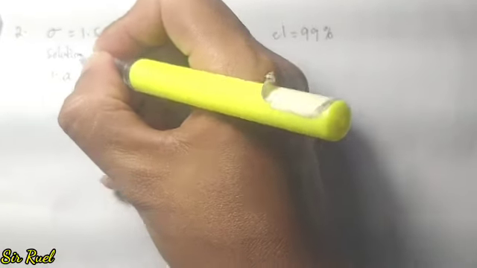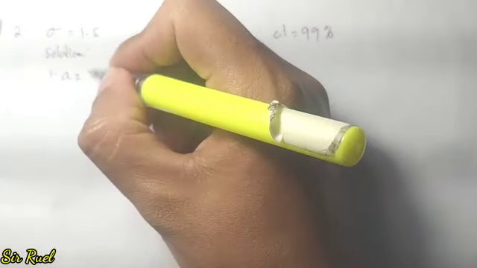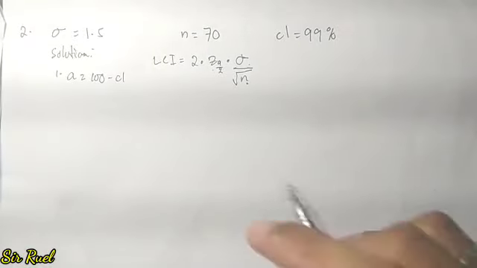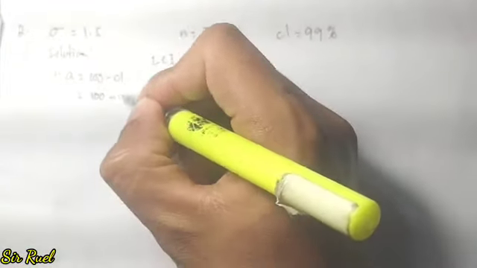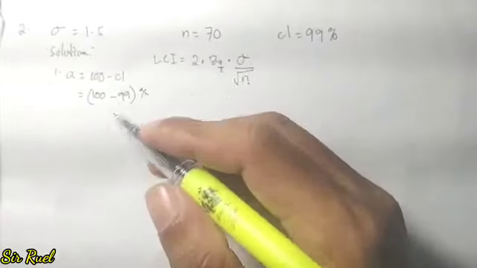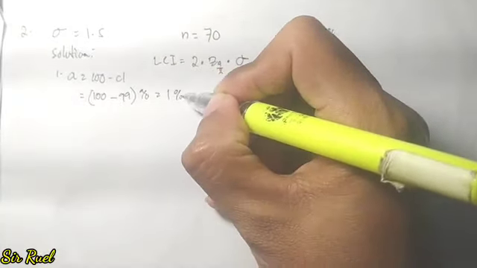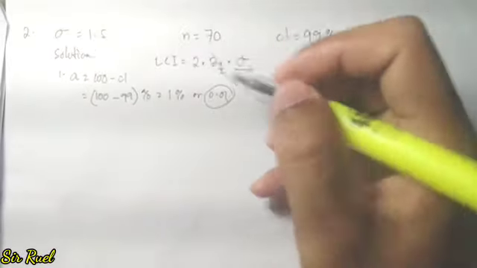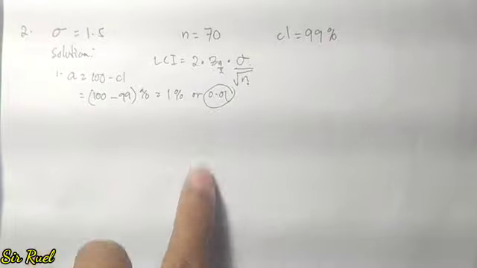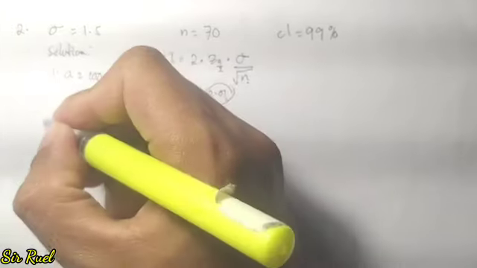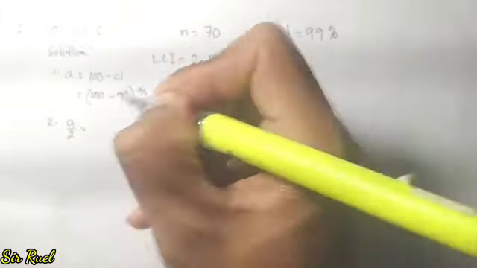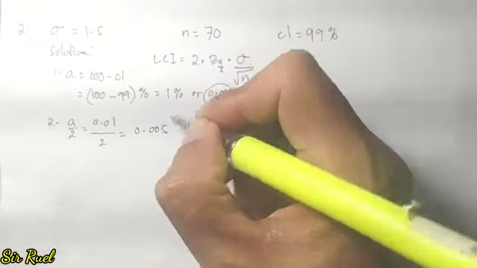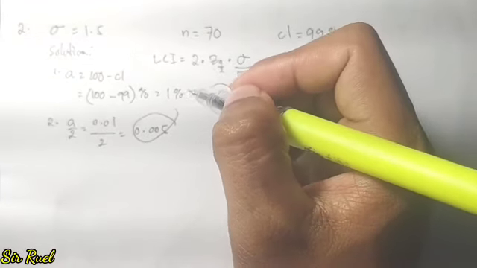First, you need to look for the alpha level. So, 100 minus confidence level is equal to 100 minus 99%. Subtract natin, we have 1%, or 0.01. So 0.01 is yung alpha level natin. But, ito yung alpha level for one tail. We're looking for the two tails, so we will divide that. Alpha divided by 2 is equal to 0.01 divided by 2, which is equal to 0.005. So, ito na yung alpha natin sa two tails.